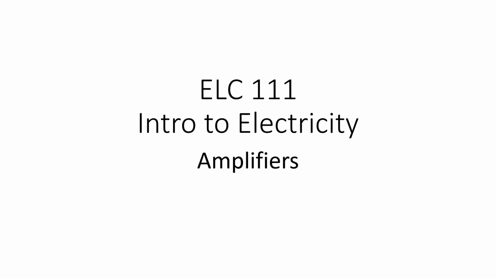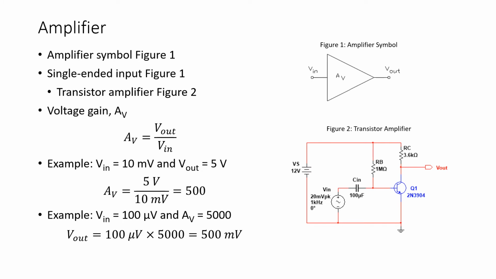This is ELC111, Introduction to Electricity, and this presentation is on amplifiers. Now, the symbol for an amplifier is shown in Figure 1. It's just a triangle with V in on the left and V out on the right. By convention, electronic schematics are always drawn with the input on the left and the outputs on the right.